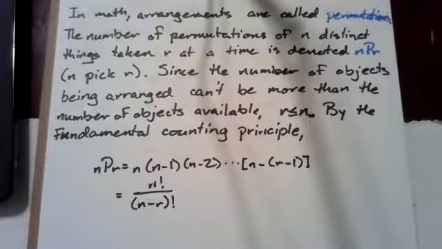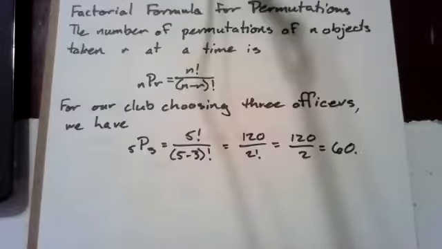By the fundamental counting principle, n pick r is equal to n times n minus 1 times n minus 2 up to n minus r plus 1, and that's equal to n factorial divided by n minus r factorial. Factorial formula for permutations: the number of permutations of n objects taken r at a time is nPr equals n factorial over n minus r factorial.